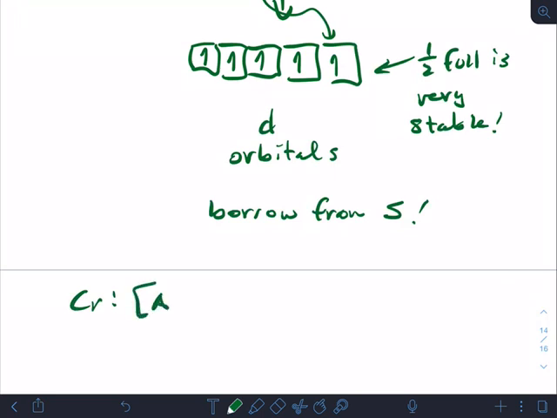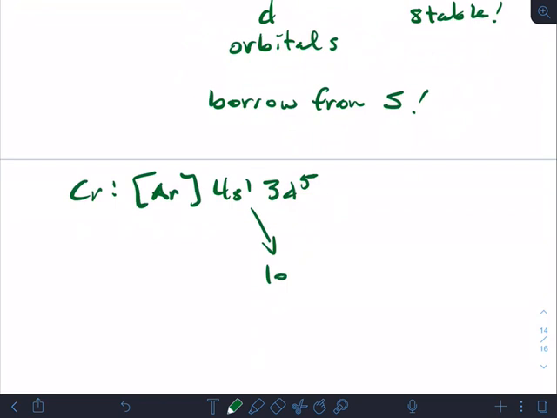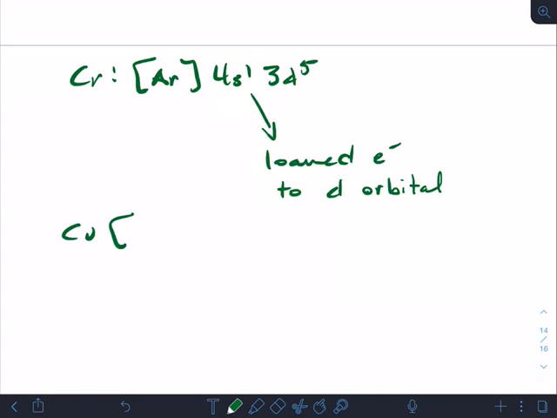Okay? So what I get is that chromium, its electron configuration is actually 4s1, 3d5, because my s orbital loaned an electron to the d orbital. Okay? Because 5 electrons in d is more stable than 4. Okay? So the same thing happens with copper.